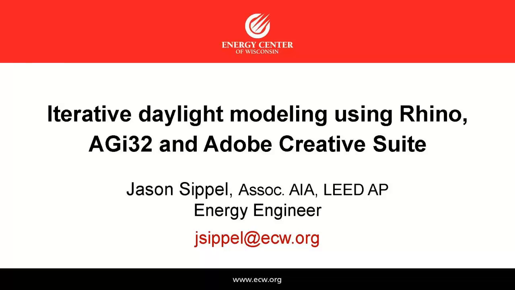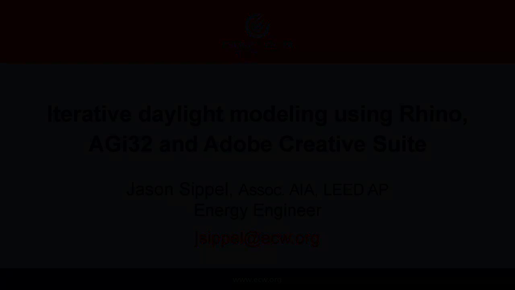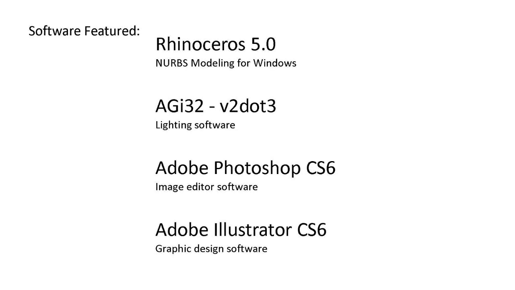The following illustrates the process for integrating Rhino, AGi32, and Adobe Creative Suite to perform a single comprehensive daylight modeling analysis. The tools are chosen to complement one another by utilizing their strengths. Rhino for 3D modeling and geometry creation, AGi32 for light level predictions, and Photoshop and Illustrator for data post-processing and graphical display.